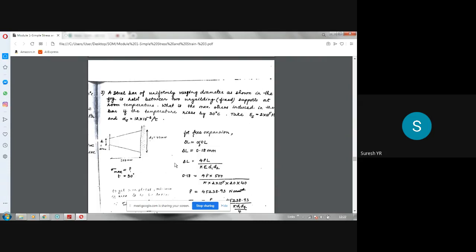Now, due to the force, suppose you want to avoid that elongation, what should be the force that should be applied? So for that you have to use this formula. Delta L is equal to 4PL divided by pi into D1 D2 for a tapering bar. The diameter here is 20 mm. Diameter here is 40 mm. If you simplify here, then you will be getting the value of P as 45.238 kilonewton. So that is the force.